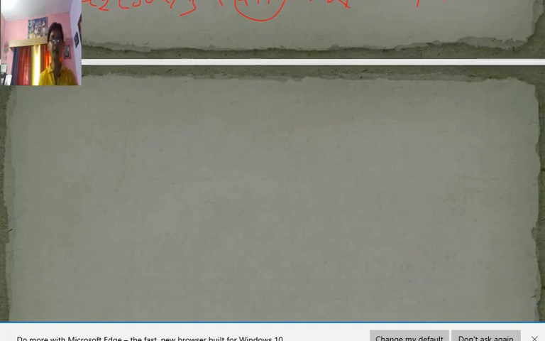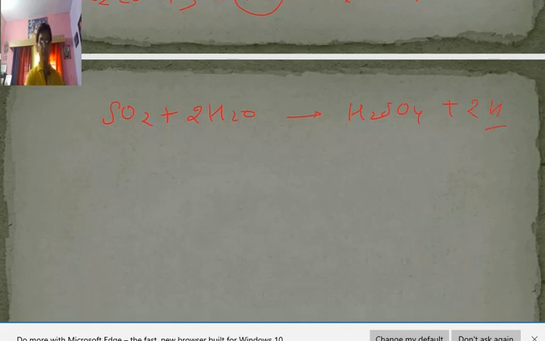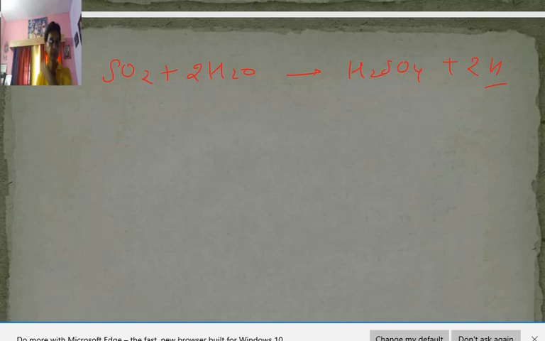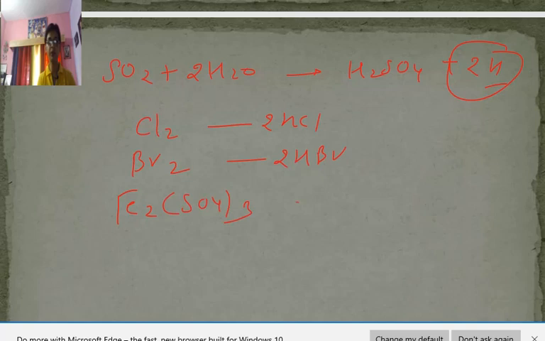Next is sulfur dioxide plus moisture gives H2SO4 plus 2 atomic hydrogen. The 2 hydrogen is used in reactions: Cl2 to 2HCl, Br2 to 2HBr, and ferric sulfate to ferrous sulfate.